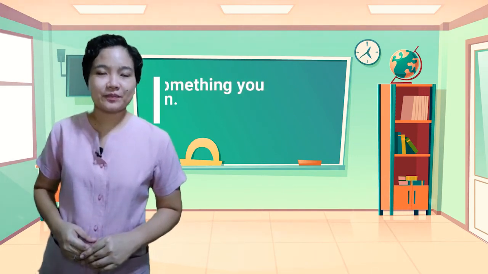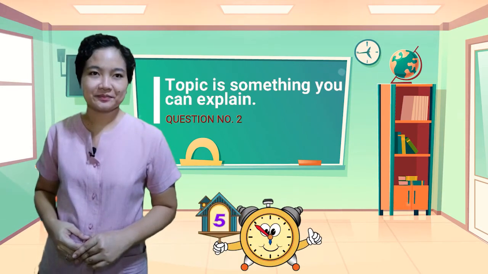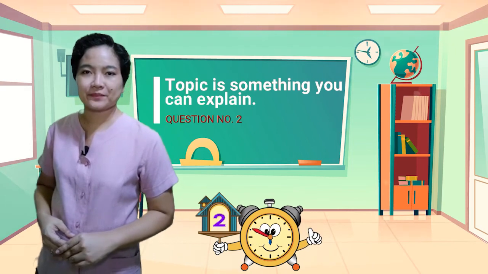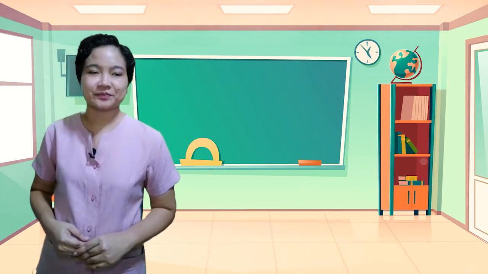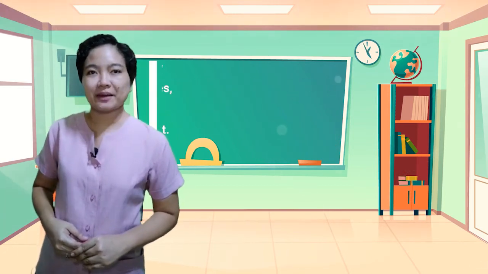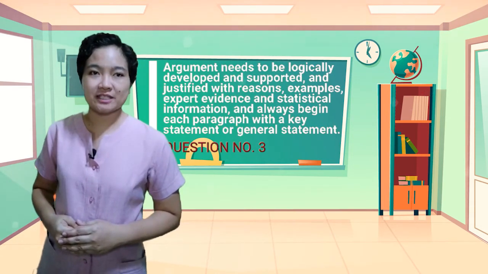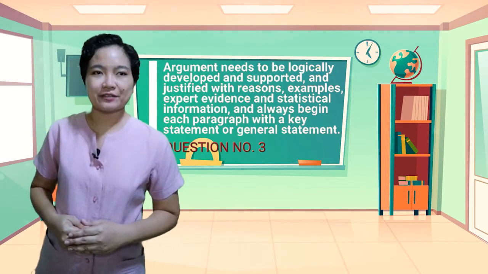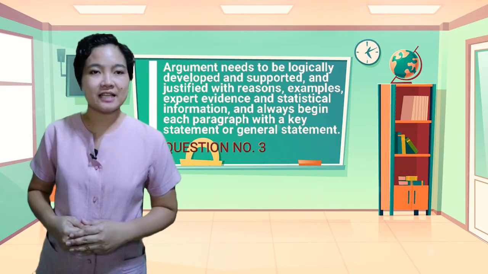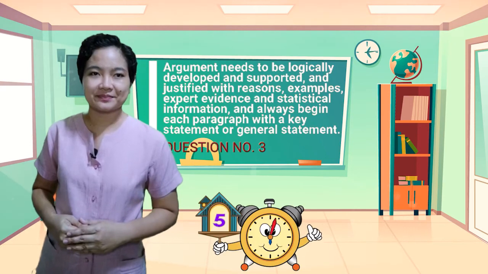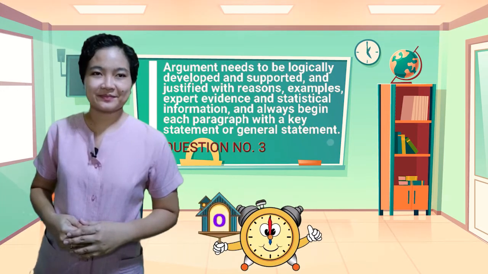Number 2. Topic is something you can explain. Correct. Answer is true. Number 3. Argument needs to be logically developed and supported, and justified with reasons, examples, expert evidence, and statistical information, and always begin each paragraph with a key statement or general statement. It is true.